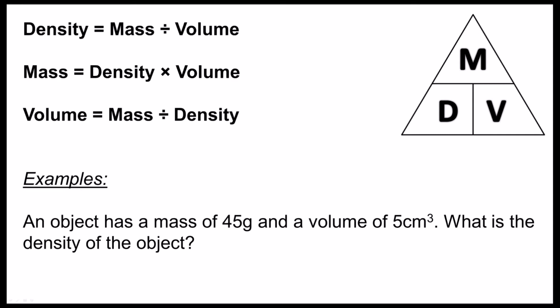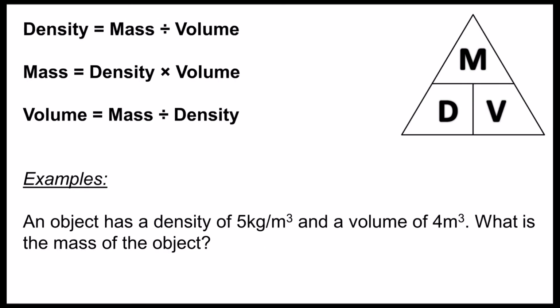Now, because I'm working out density, I'm going to start by covering that up in my triangle. This therefore means to work out my answer, I need to do mass divided by volume. So that is 45, which is the mass, divided by 5, which is the volume. That gives me an answer of 9. Now, thinking about my units, because it was mass divided by volume, that means it's going to be grams per centimetre cubed. That's because my units of mass are in grams, and my units of volume are centimetres cubed. Please don't forget to include your units in your answers.